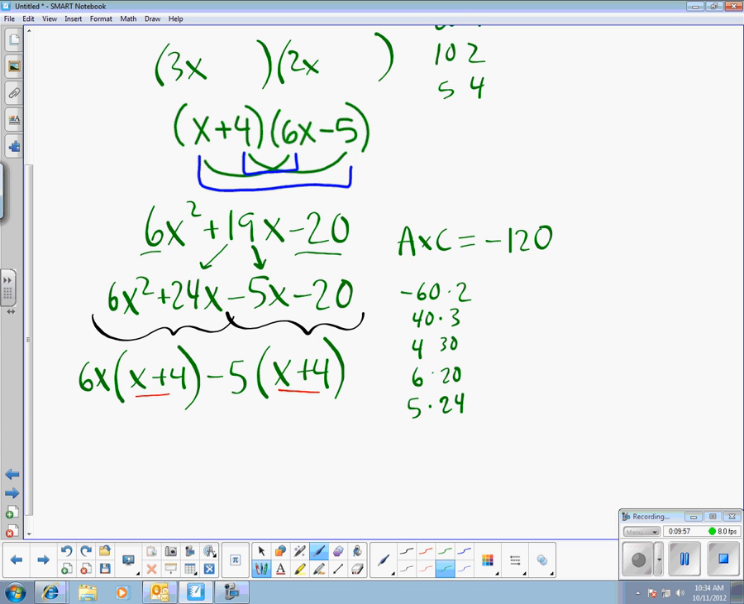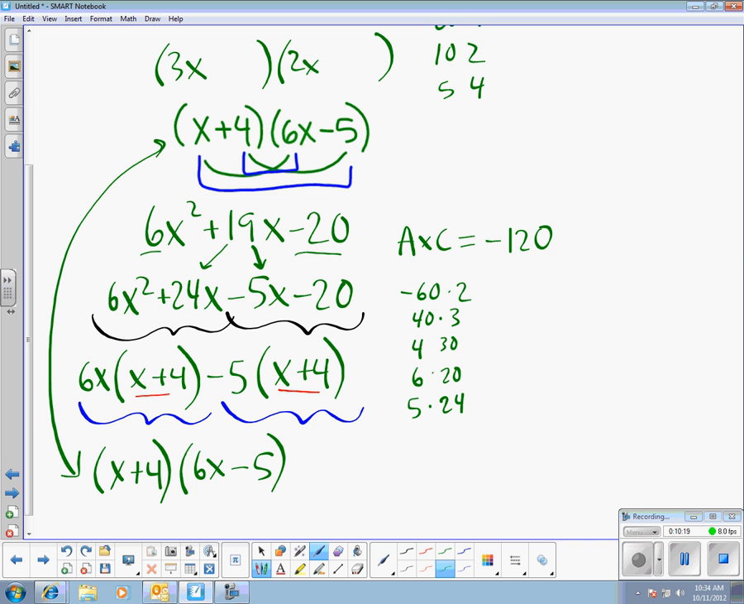At this point, I'm going to factor that binomial out of this term, this is one big term, and this is one big term. They both have an x plus 4 in common. So if I bring that x plus 4 out to the front, my first term leaves me with a 6x, and my second term leaves me with a 5. And you'll notice that's what we got the long way above, the guess and check way.